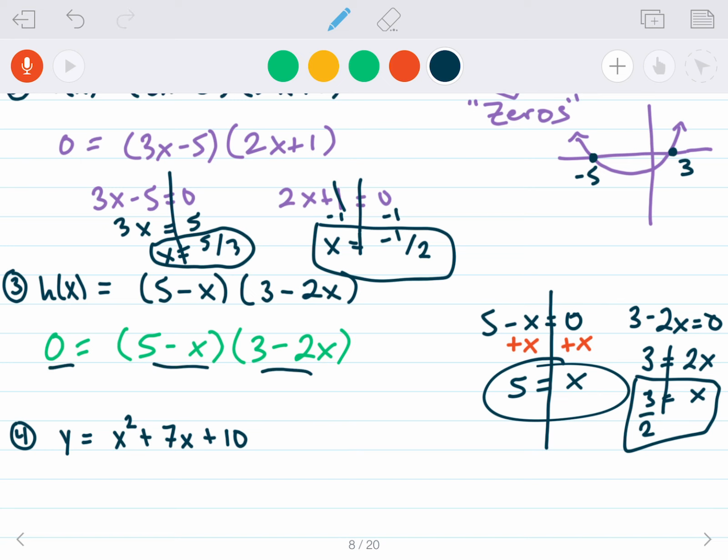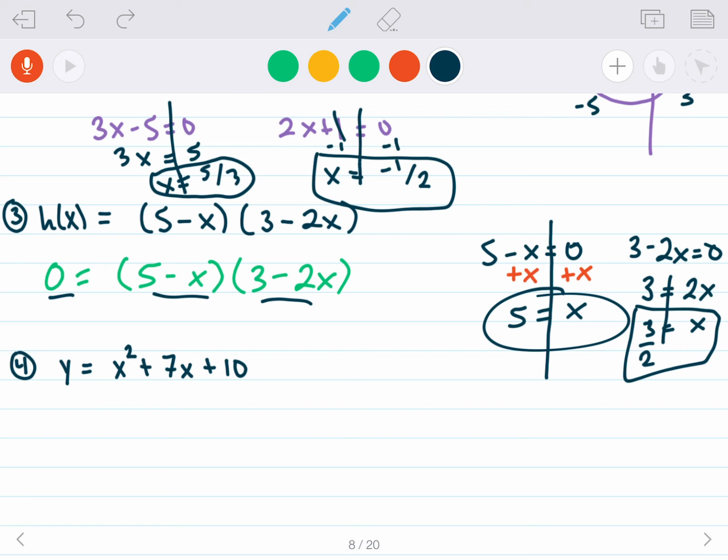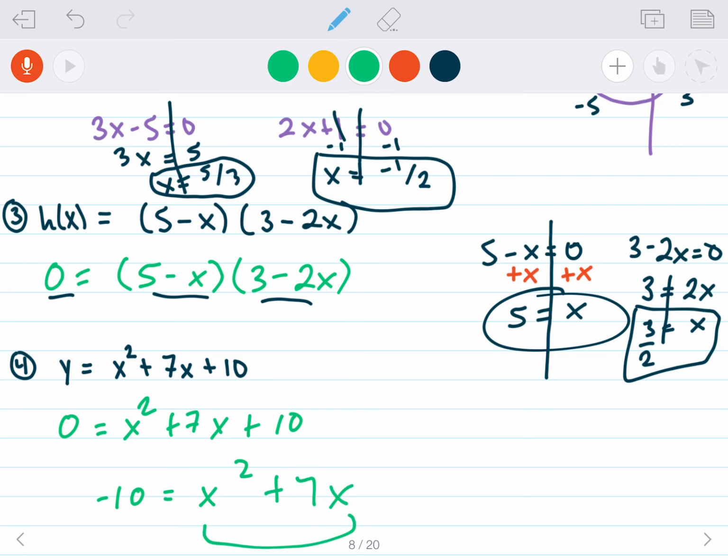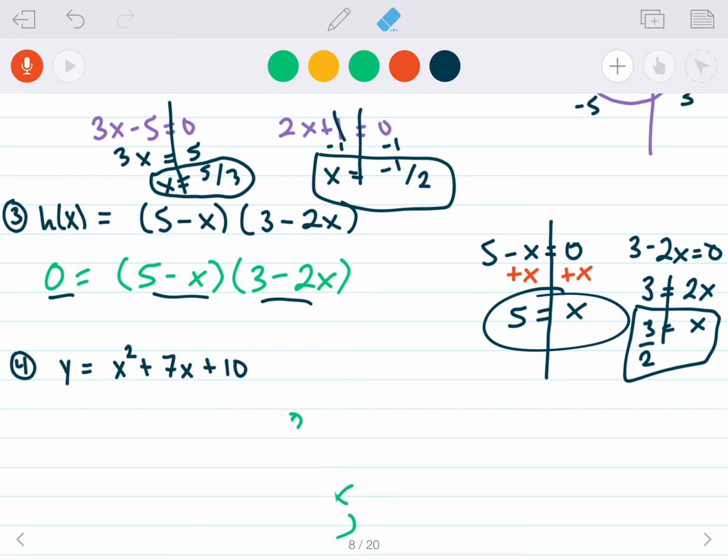I remember teaching high school a while back, and what students would do is they would say, oh, well, y equals 0, and let's see what we can do with this. And then they would do something weird and subtract 10 from both sides, and then they would get stuck here. They would say, okay, well, I don't know what x would be here. So that's not the way to do this.